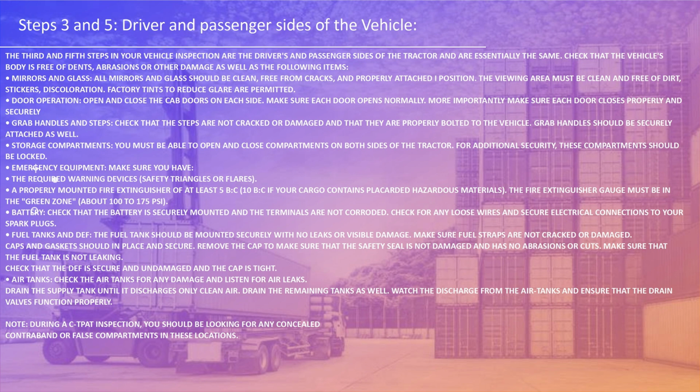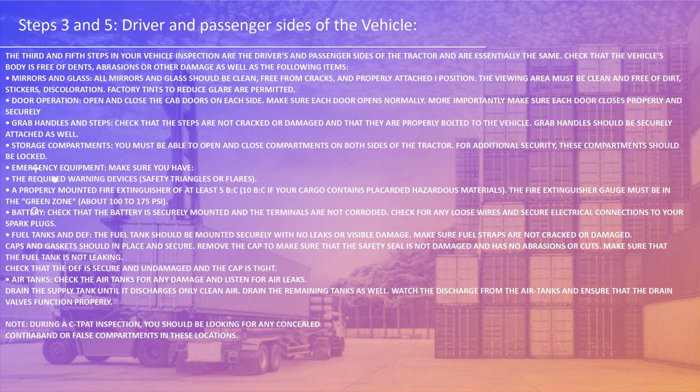All mirrors and glass should be clean, free from cracks, and properly attached at position. The viewing area must be clean and free of dirt, stickers, and discoloration. Factory tints to reduce glare are permitted. Door operation. Open and close the cab doors on each side. Make sure each door opens normally.